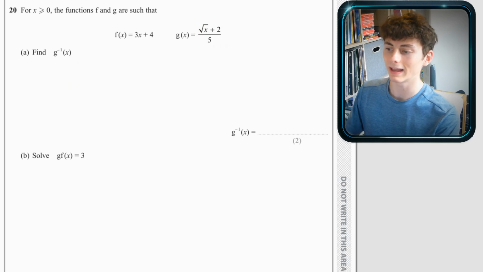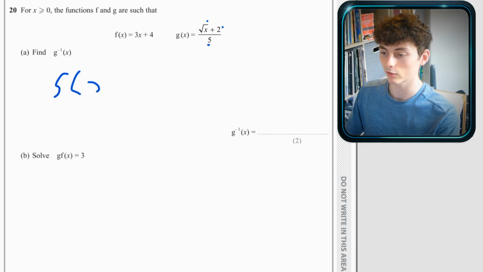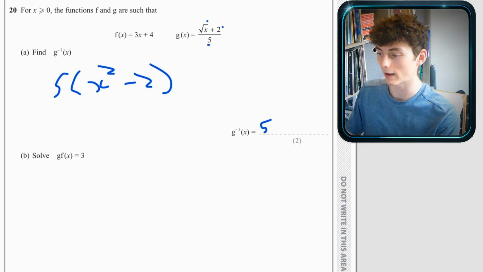Right, so what we've got to do here is every function needs to be done the opposite. So instead of dividing by 5 we'll have to multiply by 5. Square root of x there, square x, and plus 2 there will be minus 2. So that would leave us with 5, then bracket, x squared minus 2. And we can expand that to 5x squared minus 10.